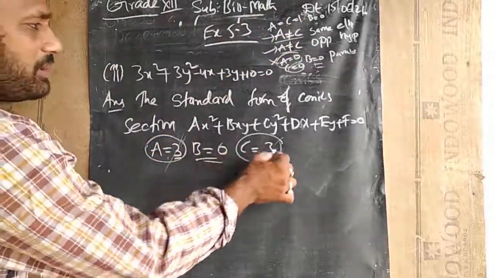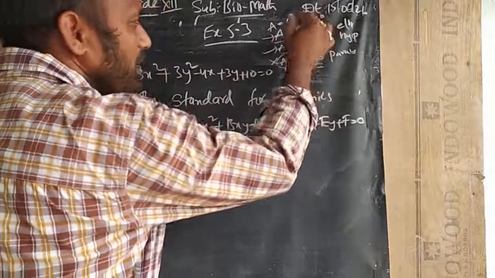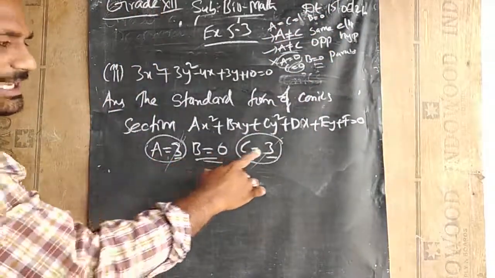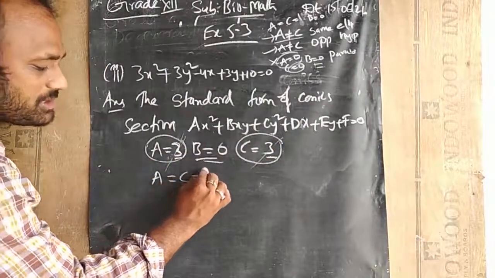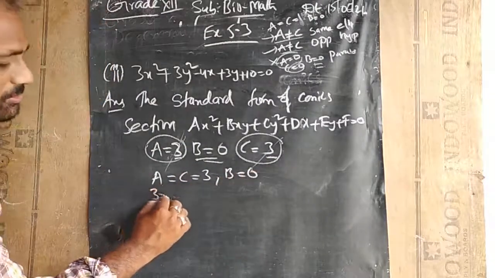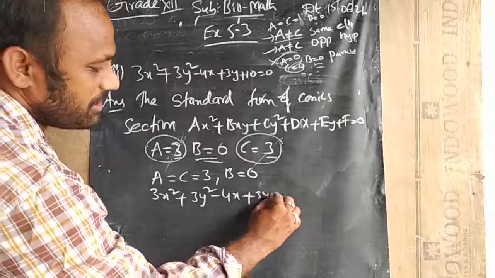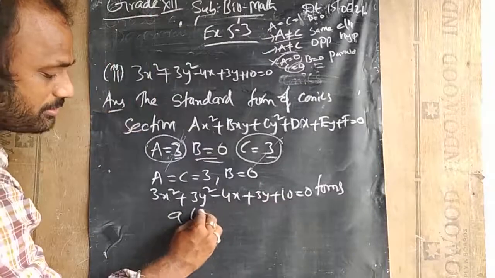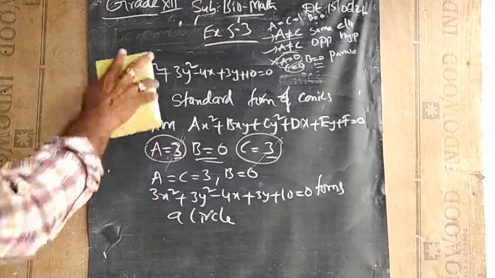If I am cancelling 3 and 3, we can write any number, but the A value and C value both should be equal. So in this case, A value and C value both are equal. Then what can we say here? Here A is equal to C is equal to 3 and B is equal to 0. Then the equation 3x square plus 3y square minus 4x plus 3y plus 10 is equal to 0 forms a circle.